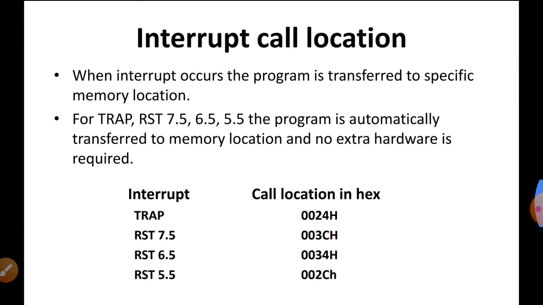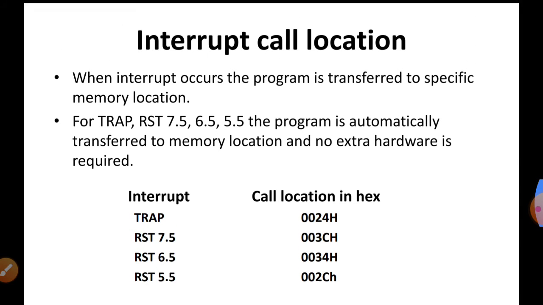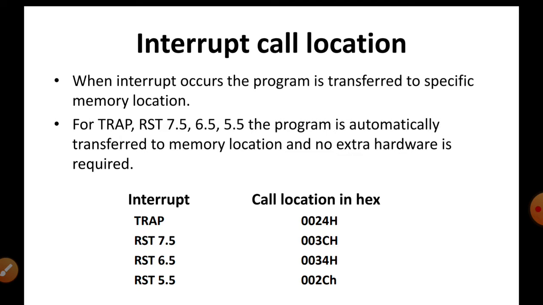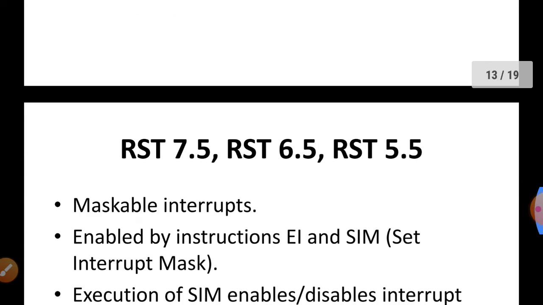Now, as far as the interrupt call locations are concerned, we are talking about the maskable and the non-maskable interrupts. Trap comes under the category of non-maskable, and the rest of the interrupts are under the category of maskable. Similar to the RST instruction, we have an address code for RST 7.5, 6.5 and 5.5: 003C, 0034, 002C, and 0024 for trap. These are the call locations for executing the subroutine related to the interrupt.